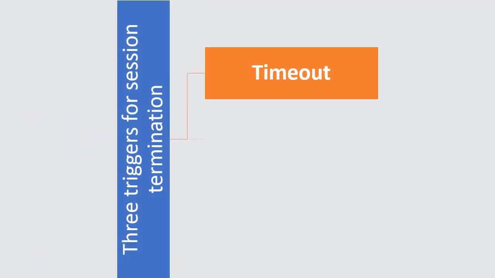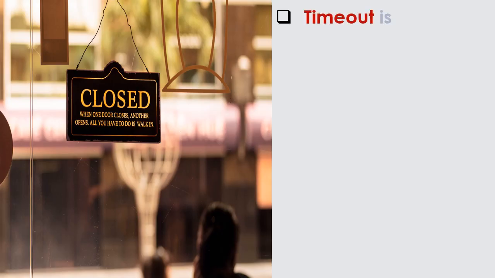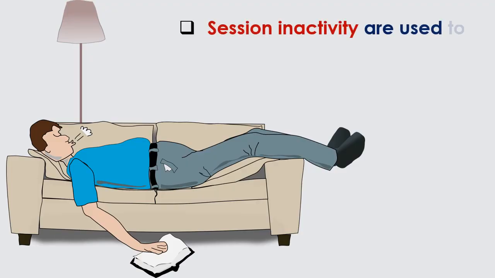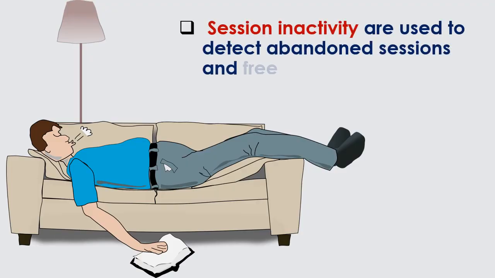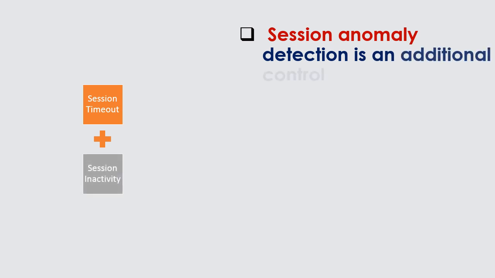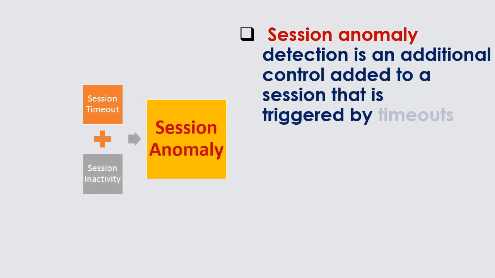Three triggers for session termination are timeout, inactivity, and anomaly. Timeout is when the endpoints typically agree on how long the session will last. Session inactivity is used to detect abandoned sessions and free server resources by deleting those sessions. Session anomaly detection is an additional control added to a session that is triggered by timeouts or inactivity or both.